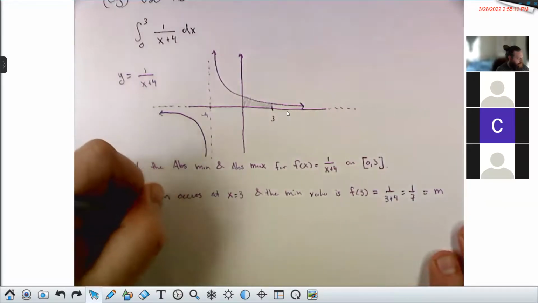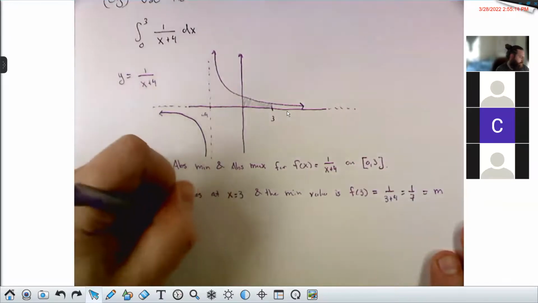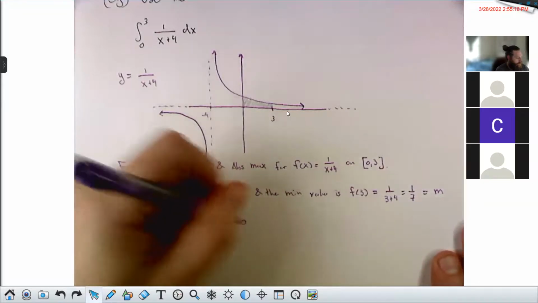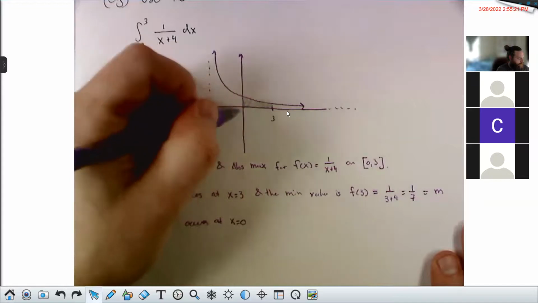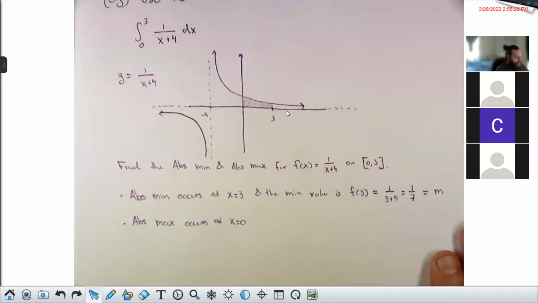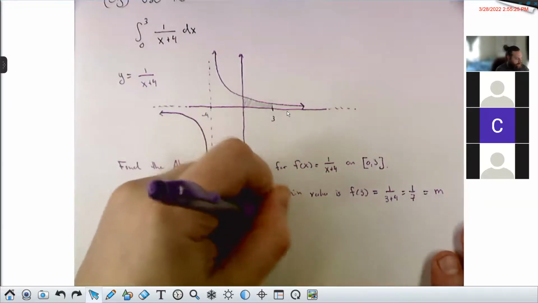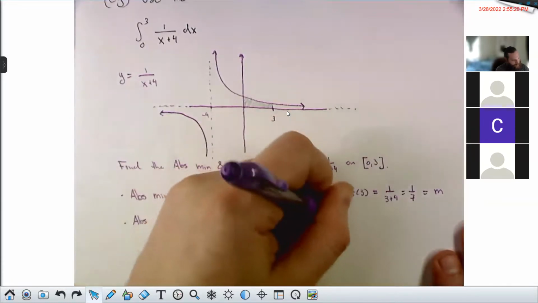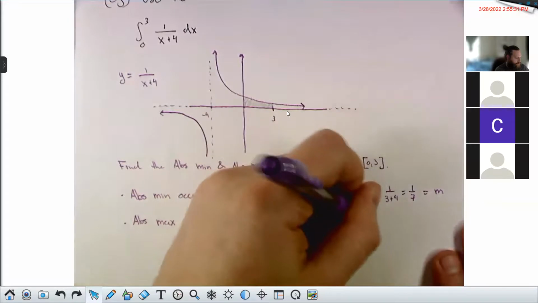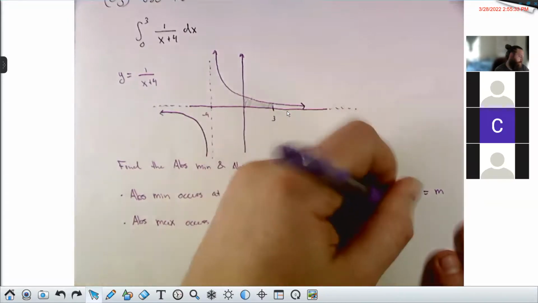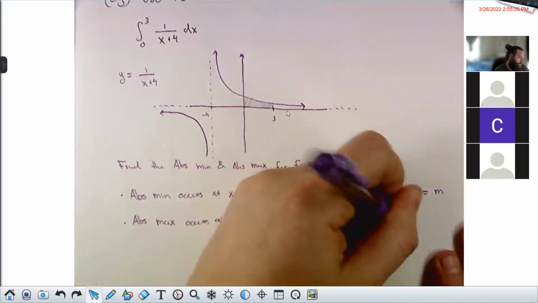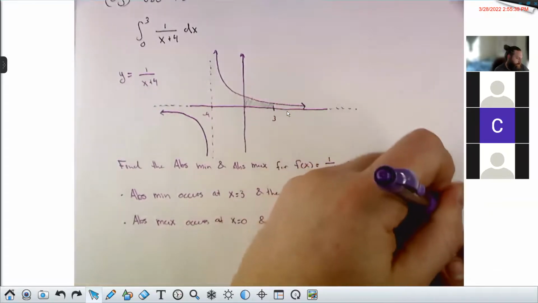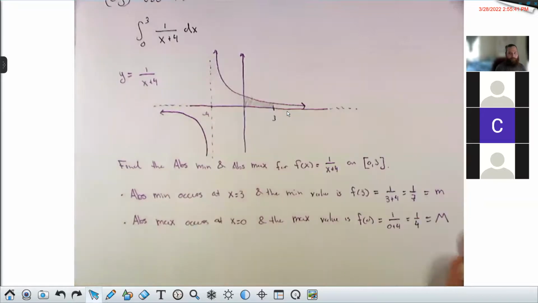The absolute max occurs at x equals 0, right? The tallest this function ever is on the interval 0 to 3 is at 0. And the max value is f of 0, which is 1 over 0 plus 4, which is 1/4. So that's our capital M.